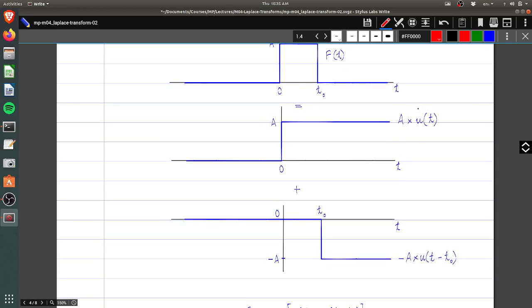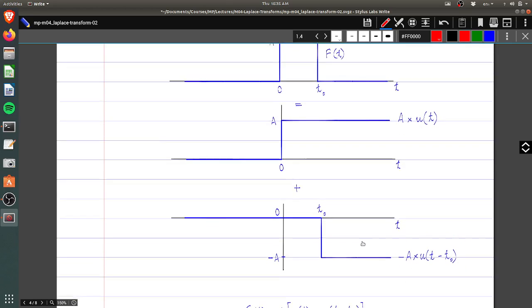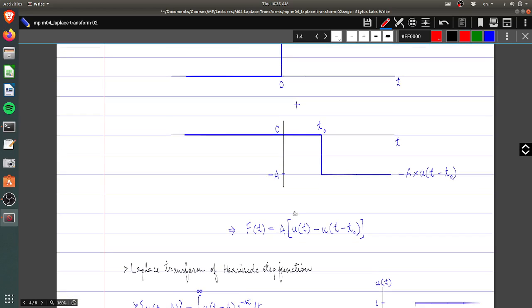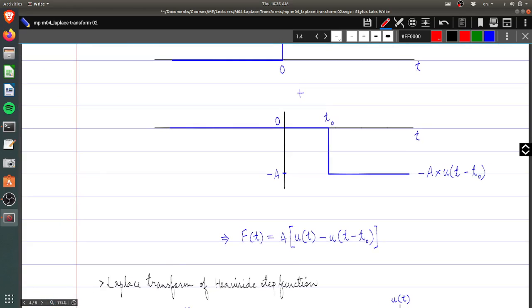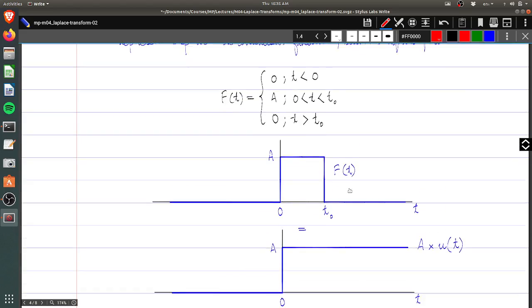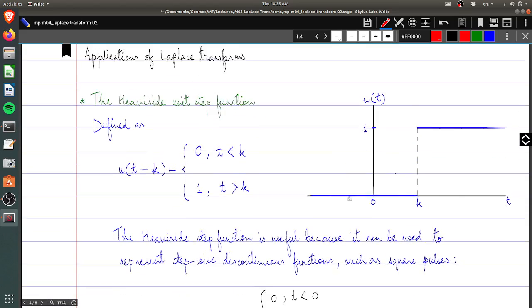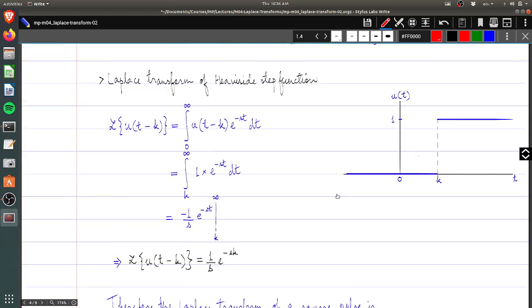So this first function is this and the second function is this. If I just add these two functions, that means the square pulse that we have here can be written as a sum of two Heaviside step functions. So f of t is equal to a u of t minus u of t minus t naught. So that's one of the utilities of the Heaviside unit step function.